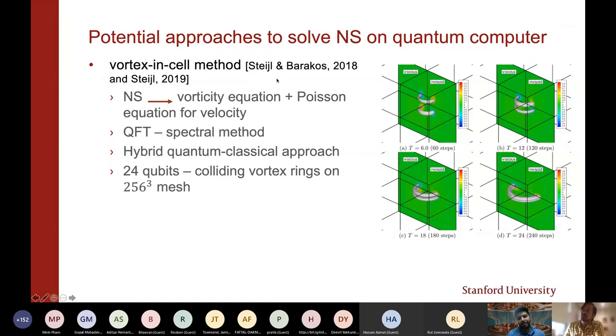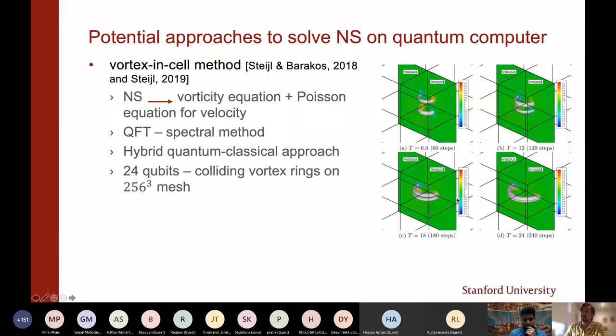So this is another method. It's called the vortex-in-cell method by these guys. In this, instead of solving Navier-Stokes directly, they reformulated that into a vorticity equation and a Poisson equation for velocity. And as we know, the Poisson equation is expensive. So previously I mentioned that we can use spectral methods, that is transforming onto a spectral space using Fourier transform. They used quantum Fourier transform to solve the Poisson equation by transforming this onto spectral space and solving it there, and classically solving the vorticity equation. So it's a hybrid quantum classical approach, and they ended up using 24 qubits and solved a 256 cube mesh. And here are some results of a colliding vortex ring that they obtained.